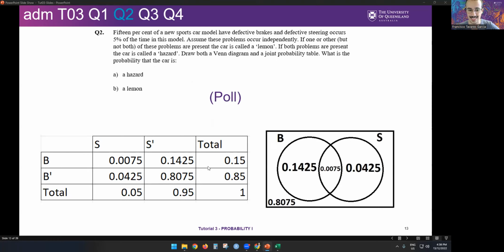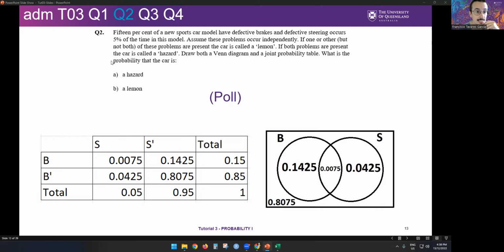So we know that, having both problems, how do we find both problems happening at the same time? In this case, we draw a diagram because the 2 events are not mutually exclusive, right? And all right, I have 22 answers in the poll. Going to 23, going to close it. And yes, 23 answers. All right, so let's go.